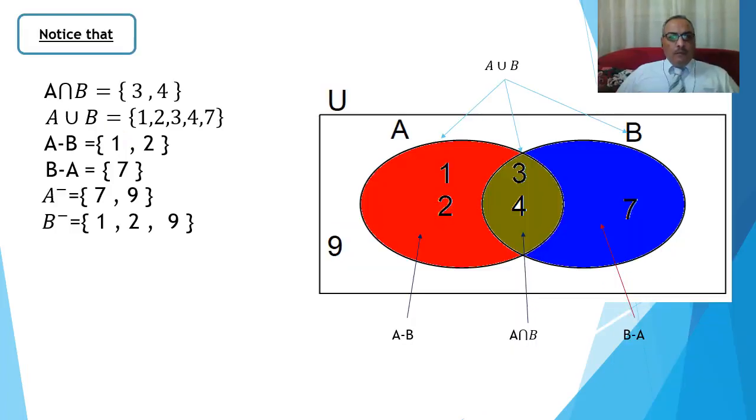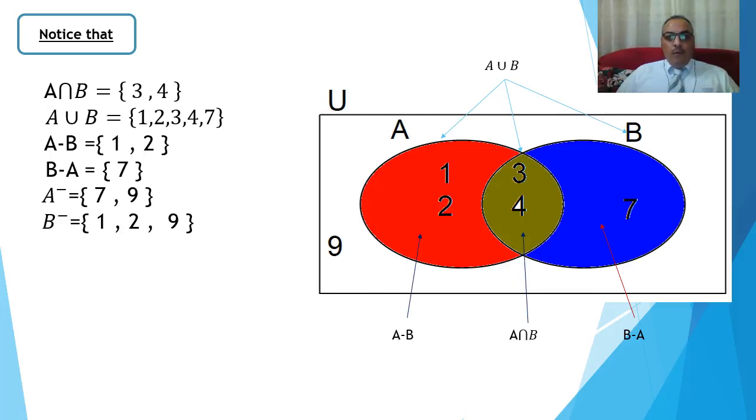Remark. The operations between sets. We have two sets, A and B, and U the universal set. I mean A is a subset of U and B is a subset of U. Two sets intersect at the elements of this region. So this area is the intersection. So A intersect B is 3 and 4.